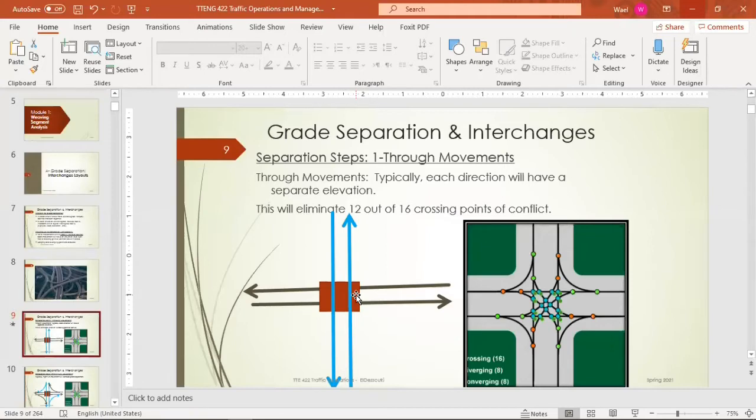Look, what did we do here? We did the first step. Our objective now is to eliminate the conflict points, especially the crossing points. First thing, what we did, we had the through movements. The through movements of the two directions, we separated them with a bridge. Clear? The through movements of the north-south cross with a bridge over the east-west. With this step, we eliminated 12 crossing points, or 12 conflict points, out of the 16 crossing points.